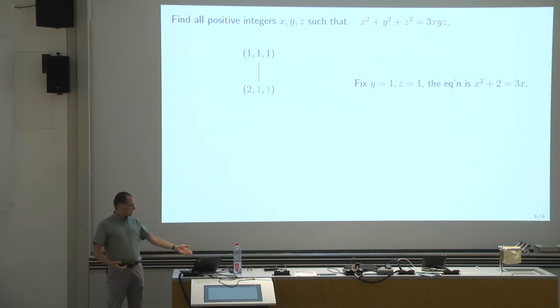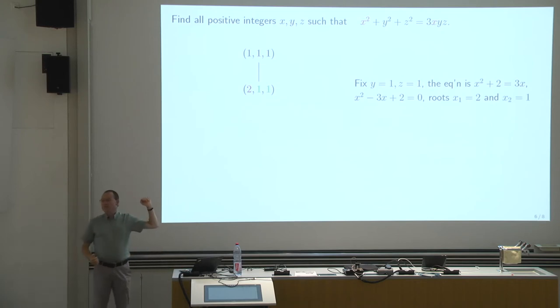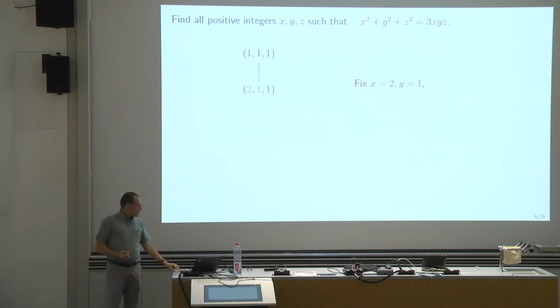Namely, the equation becomes again x squared plus 2 equals 3x. We get literally the same equation because we fixed 2 of the numbers to be 1s and the third is a variable. Now everything to the left, 1 root is 2, color it in red, but the other root is 1, so this brings us one level back. Not very exciting. That's because we fixed the second and third coordinates. It's more pragmatic to fix the first and second coordinate as we did before. Fix 2 and 1. That's what we did. You get an equation for z.